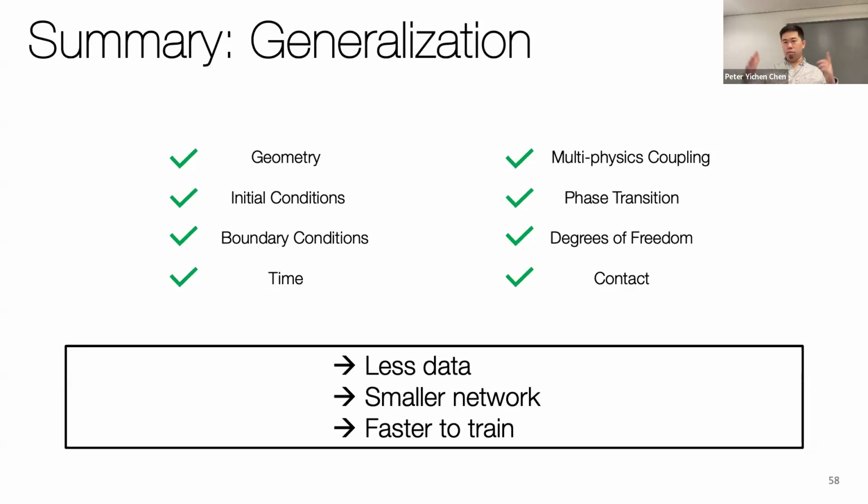And because we're not trying to model everything, we're not asking the network to implicitly learn mass conservation, momentum conservation, we don't need a giant network. We can use a smaller network and therefore it is faster to train.